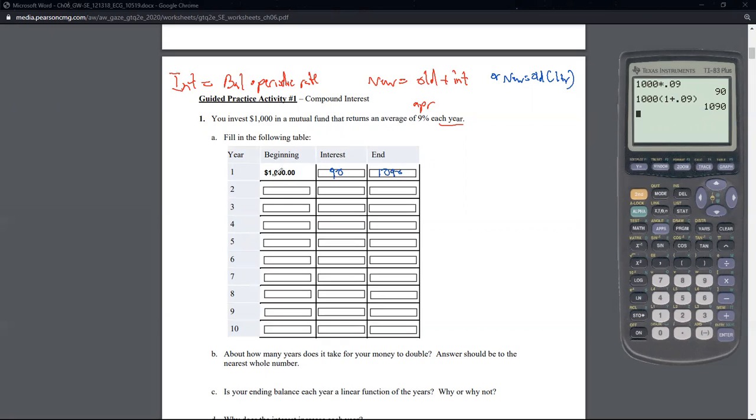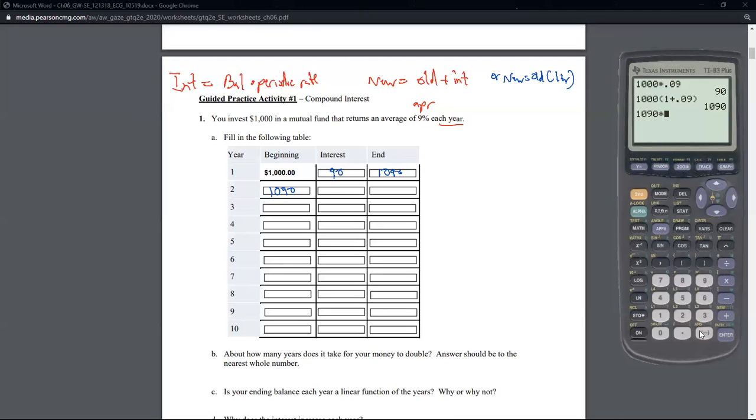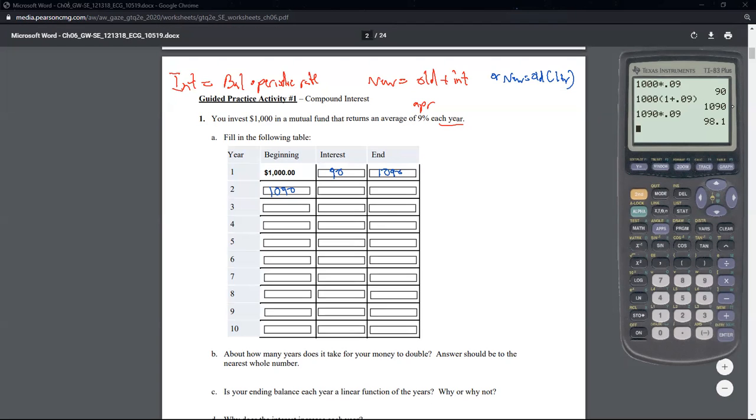All right, so now the new beginning balance is 1,090. The new old is the old new. Then to calculate the interest, we're going to take that 1,090, and we're going to multiply it by 0.09, and we get $98.10.